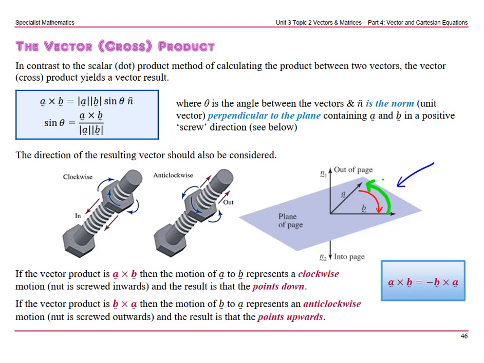Note that A cross B is equal to negative B cross A because the normal is in a straight line. It's just that it's in opposite directions, whether it's into the page or out of the page or up versus down.